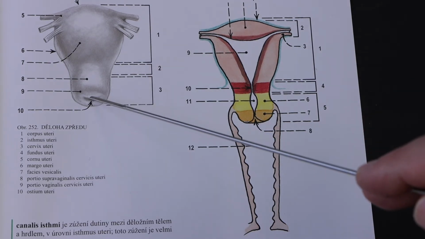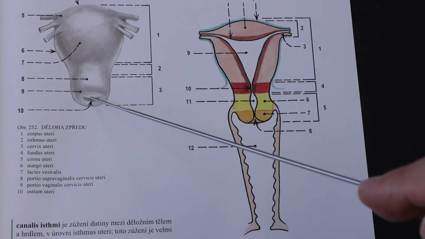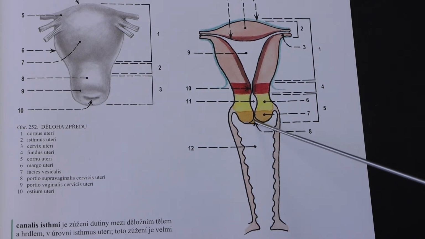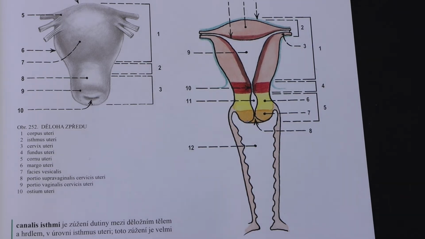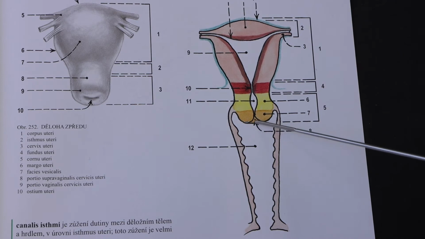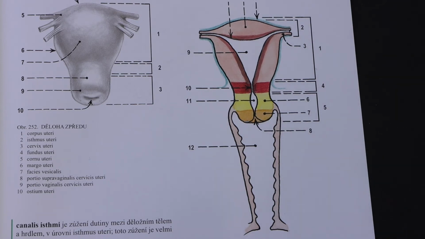And finally, the uterine ostium is the place where the uterus opens toward the vagina. In a nullipara this orifice is round, and in a multipara, a female who has delivered a baby, it is slit-like after parturition. So this is the macroscopical view of the uterus.